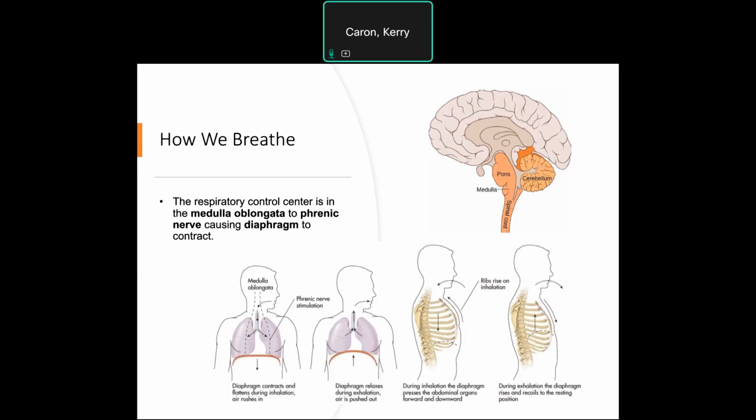When the diaphragm relaxes after it contracts, then we exhale, pushing the air out. So in inhalation, the diaphragm presses all the abdominal organs downward and forward. And in exhalation, when the diaphragm relaxes, it recoils to a resting position.